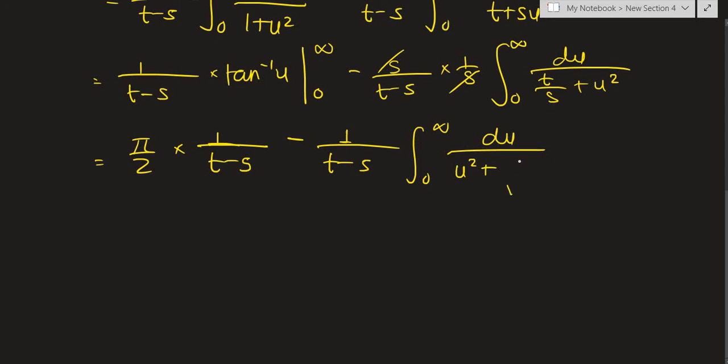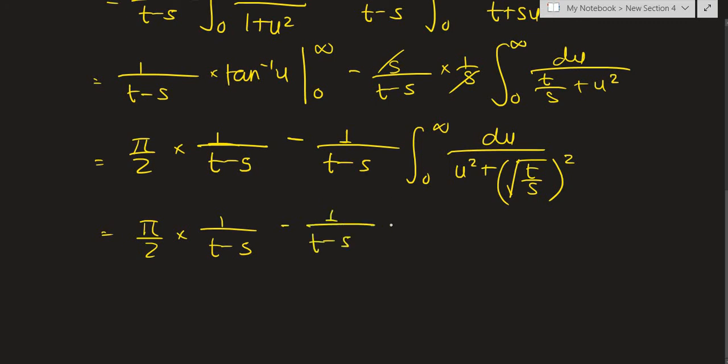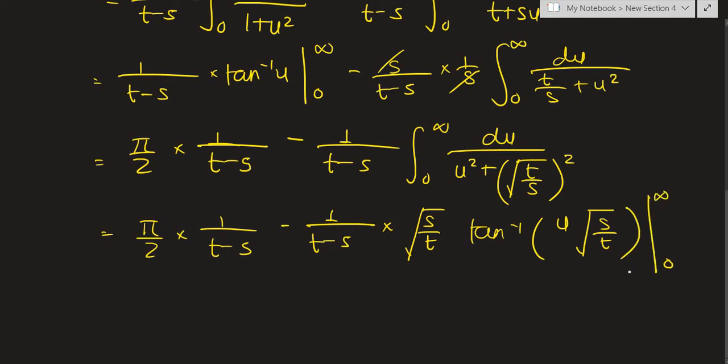plus. Now I would like to express this as t over s, but the square root of that, and that's because we have a particular formula, the antiderivative of expressions like these, that involves the inverse tangent. So we have 1 over t minus s times the reciprocal of whatever was squared, so that will be s over t times the inverse tangent of u divided by whatever was inside over here, that will be square root of s over t, flipping it back up, evaluated from 0 to infinity.